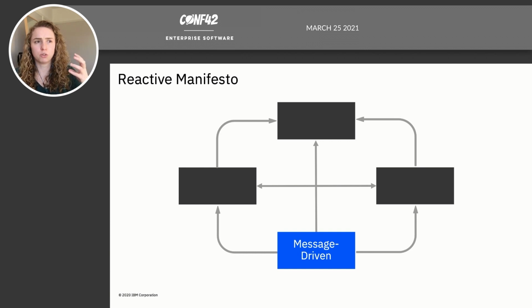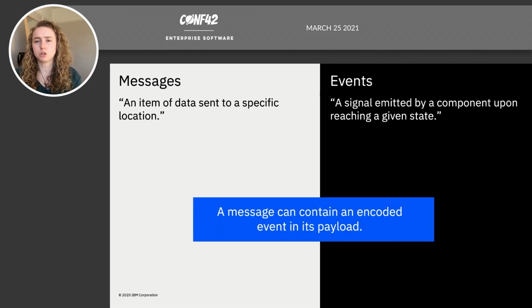Often when we think of things like event-driven architecture, clue's kind of in the name, we think of it being based around events. So what's the difference between the two? Well, we've got a definition here on the left for messages and a definition here on the right for events. We've defined a message as an item of data sent to a specific location, whereas an event is more of a signal emitted by a component upon reaching a given state. So less location specific there. But interestingly, when you look at this, you can have a mesh of the two where a message can contain an encoded event in its payload. So actually, you can have a merge of the two. They're not necessarily distinct types of communication methods.